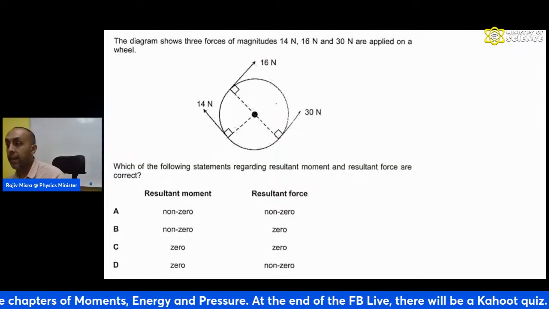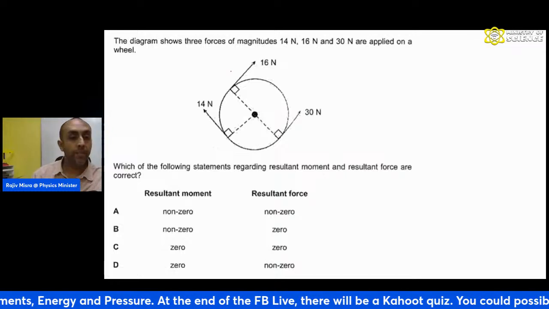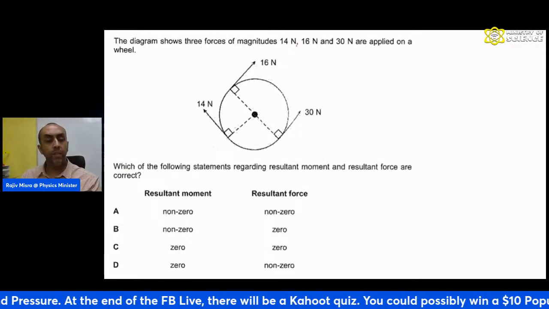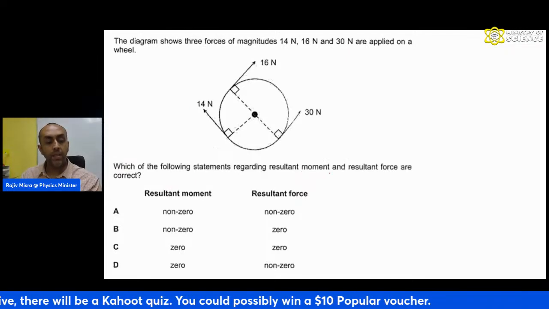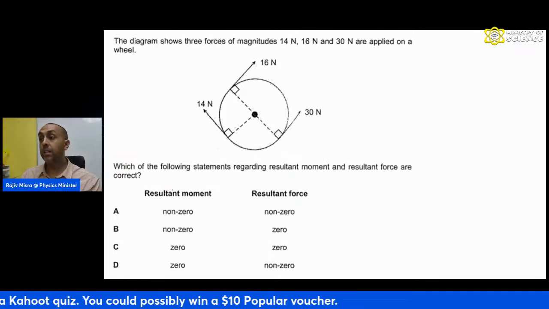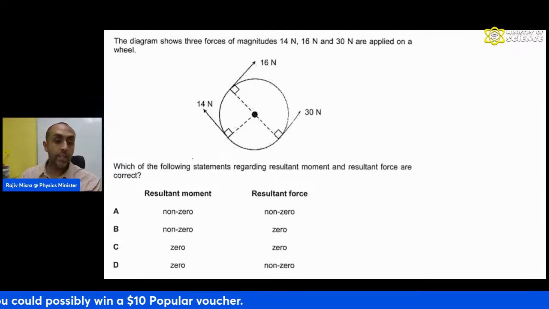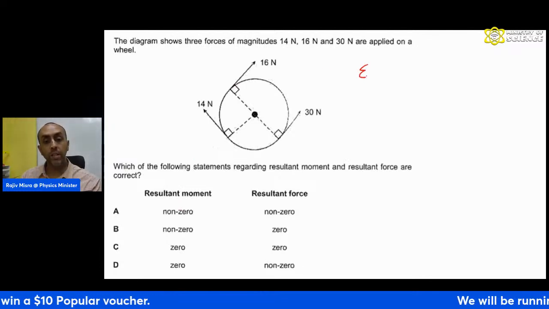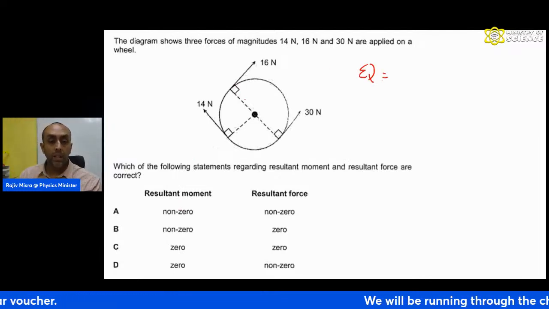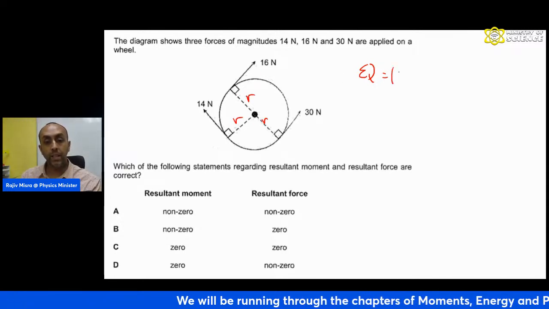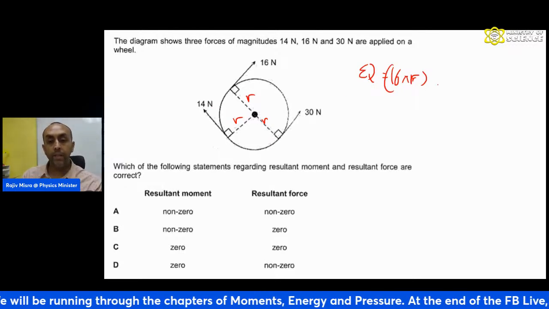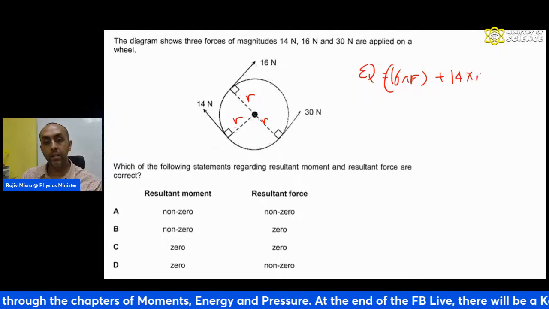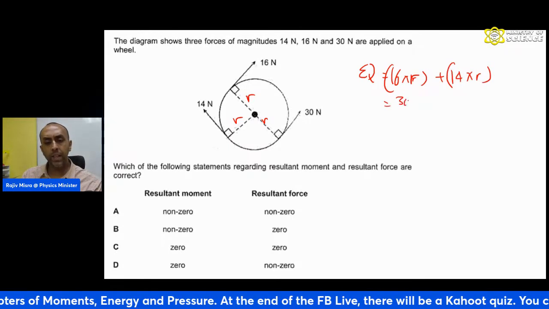Now, the diagram, if you look at this, shows three forces of magnitude 14, 16, and 30. Which of the following statements regarding resultant moment and resultant force are correct? Now, in this type of case, what you have to do is consider your clockwise first. Let's say I call this R, R, and R. So this will be 16 times R. This will be 14 times R. So that will be 30R.